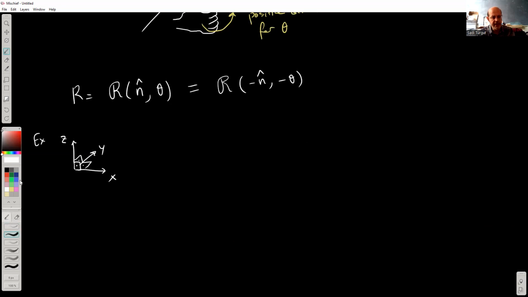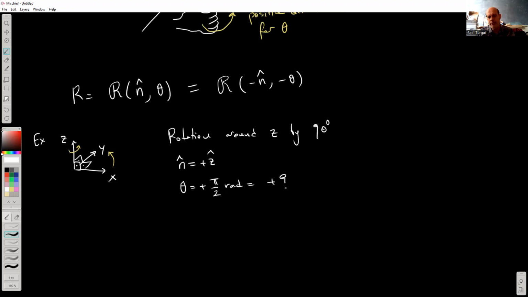X, Y, Z. In any case, if I have a rotation around the z-axis by 90 degrees, that rotation is going to rotate x into y and y into minus x. Something like that. So that's a rotation around z by 90 degrees. Basically, the rotation axis in here is the unit vector along the z direction, and the angle is plus pi over 2 radians. Just keep in mind that we always use the radian unit for expressing the angles.